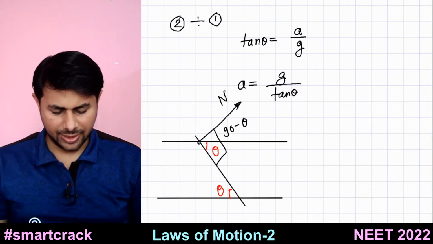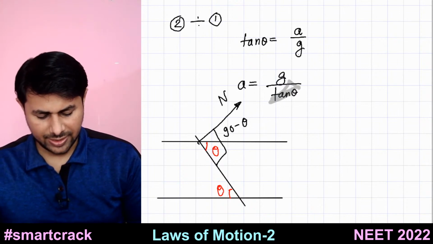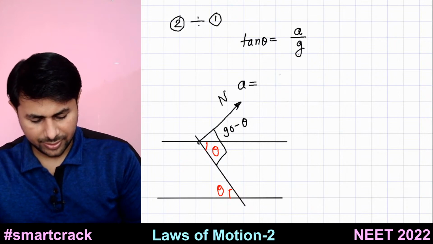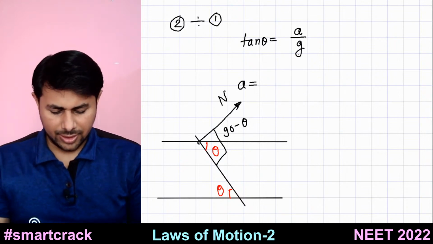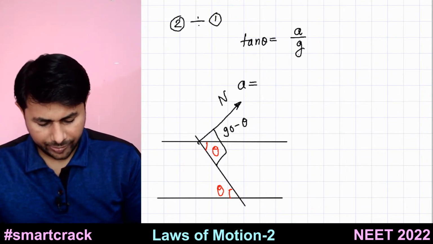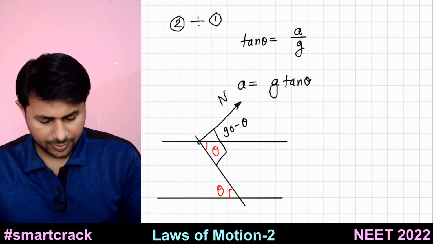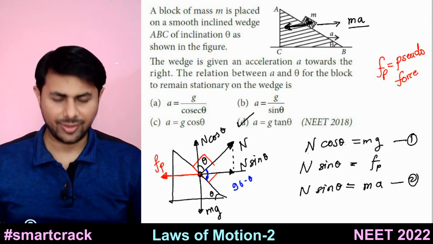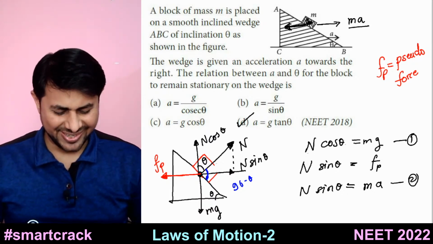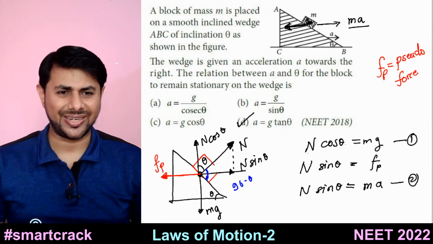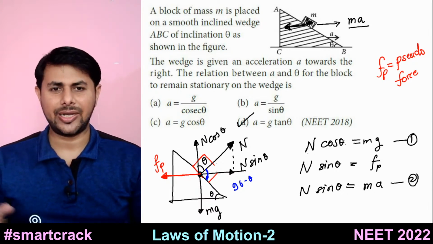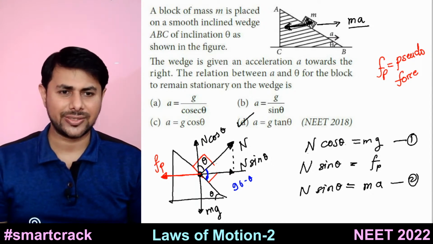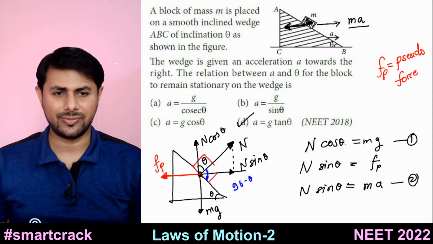All right, and therefore a should be g times tan theta. If you take that g on the other side, it should be g times tan of theta. All right, so option D is the answer. And sorry for the very silly mistake which consumed a lot of time. Okay, but I hope now it should be clear. So any questions you can ask, otherwise we'll move on to the next problem.